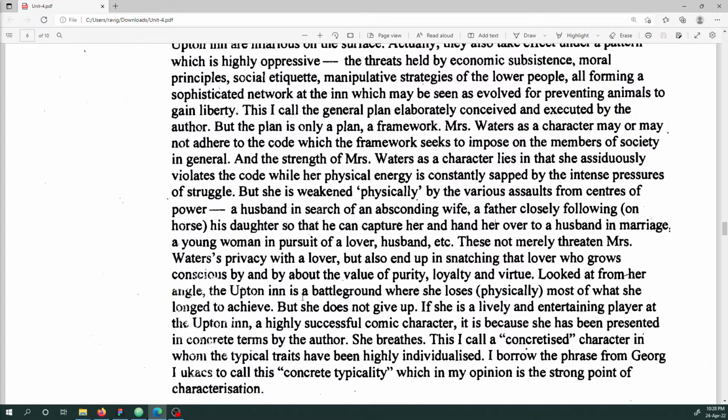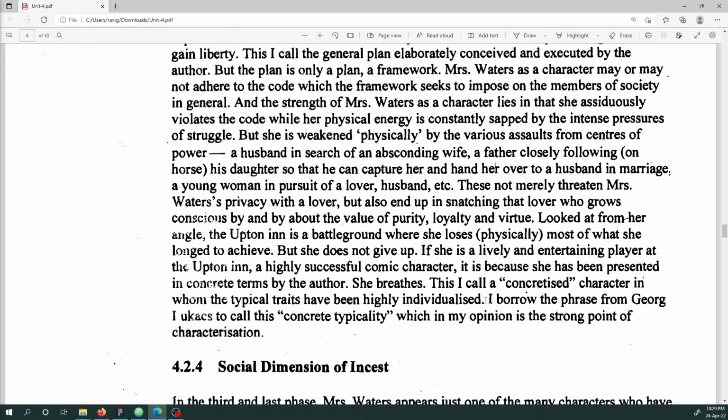Looked at from her angle, Upton Inn is a battleground where she loses, physically, most of what she longed to achieve, but she does not give up. If she is a lively and entertaining player at the Upton Inn, a highly successful comic character, it is because she has been presented in concrete terms by the author. She breathes. This I call a concretized character in whom the typical traits have been highly individualized. I borrow the phrase from George Lukács.